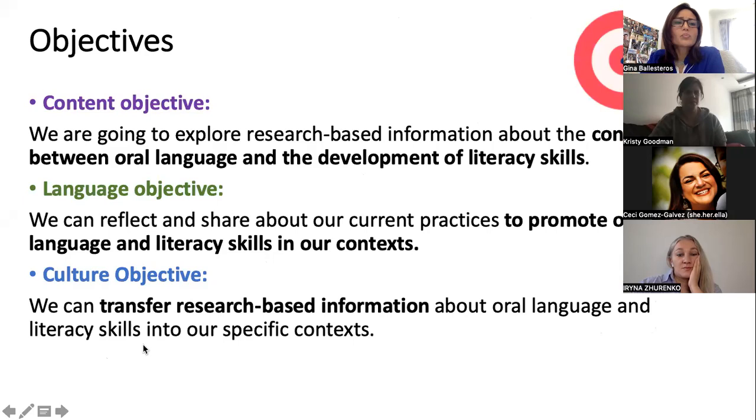So let me share the objectives for my session. My content objective is that we're going to explore research-based information about the connections between oral language and the development of literacy skills. The language objective is that we can reflect and share about our current practices to promote oral language and literacy skills in our contexts. The culture objective for the session is that we can transfer research-based information about oral language and literacy skills into our specific contexts.